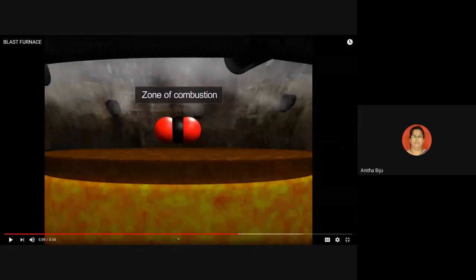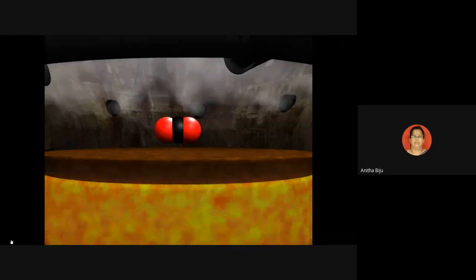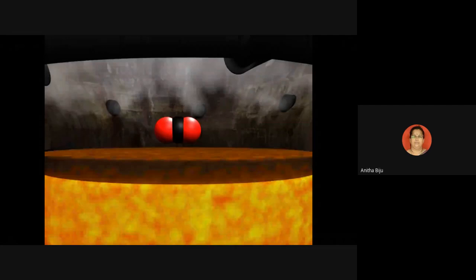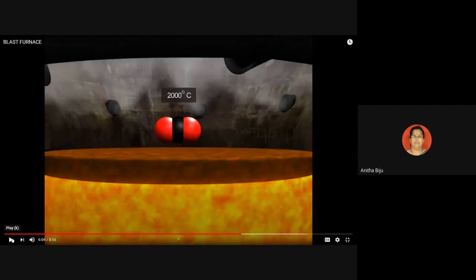So this you have to note down. The first region is called the zone of combustion, where combustion of carbon takes place. Carbon undergoes combustion, forming carbon dioxide. Zone of combustion: C plus O2 giving CO2 with a large amount of heat energy. The temperature in this region reaches around 2000 degrees Celsius. Mention this temperature in brackets. Zone of combustion, the temperature maintained is 2000 degrees Celsius, and it is at the bottom of the blast furnace.